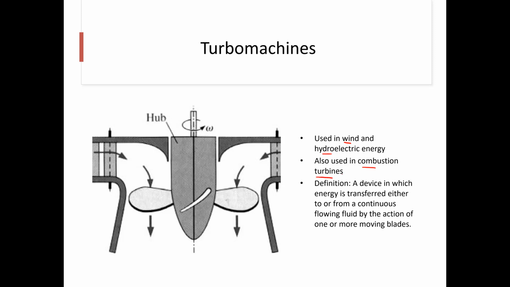So this chapter is not going to go in great depth into this topic, but we are going to cover the basics and go over some problems. So, turbomachinery. What is a turbomachine? A definition of a turbomachine is a device in which energy is transferred either to or from a continuously flowing fluid by the action of one or more moving blades.